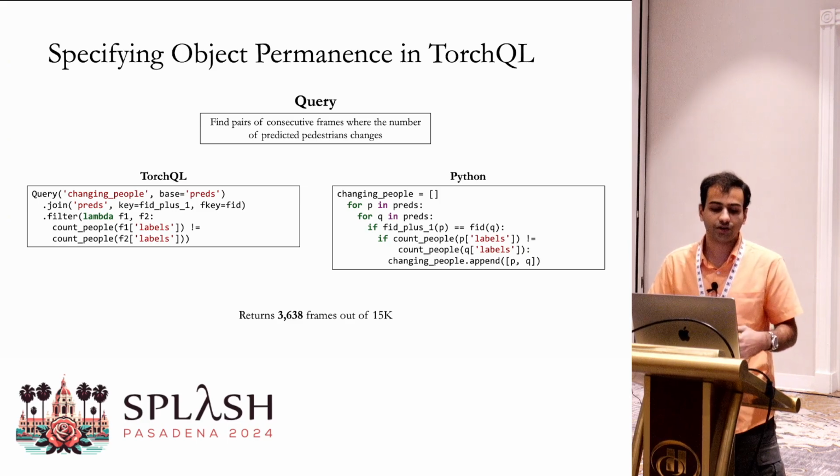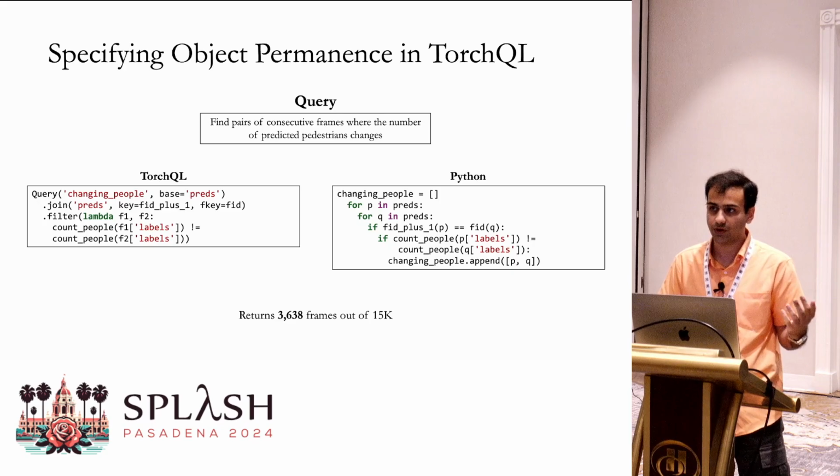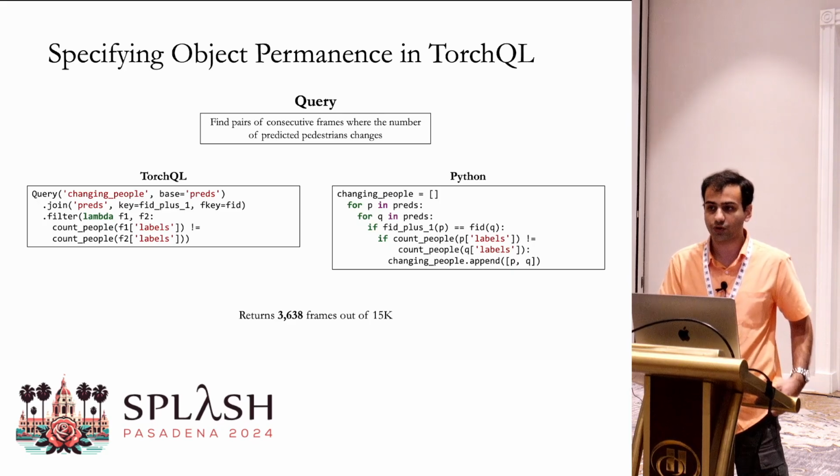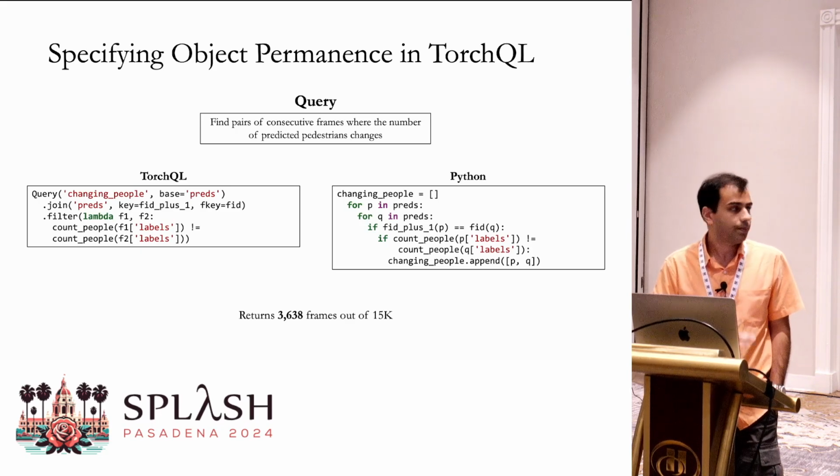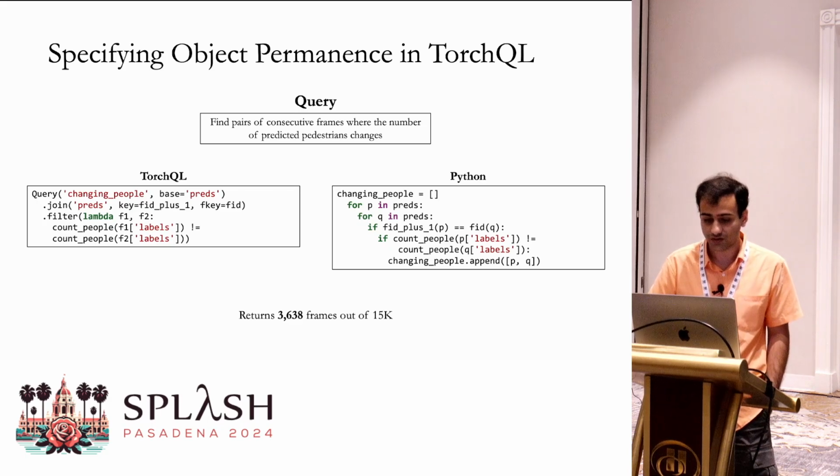And then we extend the filter operation from the previous query to now filter for a difference in the number of people as opposed to just filter for the absence of people. The Python version, again, requires a bit more infrastructure in order to implement this. And over here, you need to start nesting for loops and adding more if conditions to actually express that.